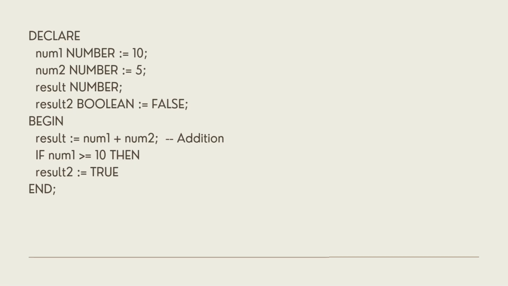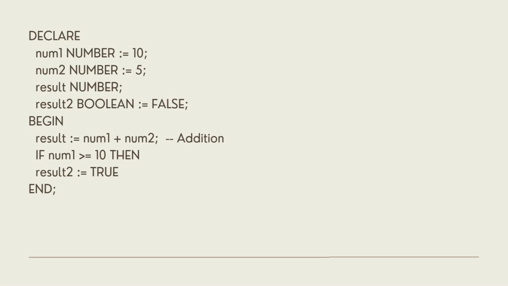Result number. This is a variable to store the result of an operation. Notice that it is declared without an initial value. Result2 Boolean equals false. This variable is of type Boolean and is initialized to false. It will be used to store a true or false value based on a condition. At this point, we have two numbers, num1 and num2, a placeholder for the result of an operation, result, and a Boolean variable, result2, to store true or false values.